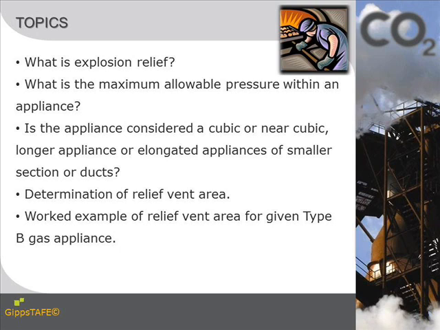The topics that will be covered are what is explosion relief, and what is the maximum allowable pressure that's allowed within an appliance or combustion chamber if an explosion does happen. Is the appliance considered cubic or near cubic, or is the combustion chamber or appliance longer or elongated and therefore must be divided into smaller sections for relief vent purposes. Next we will have a look at determination of relief vent areas for the various appliances, and also we will look at a worked example for explosion relief.